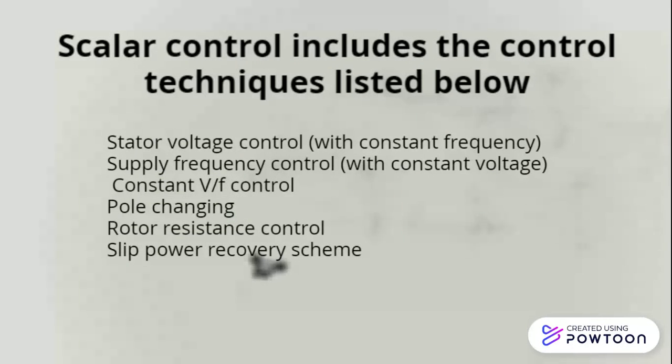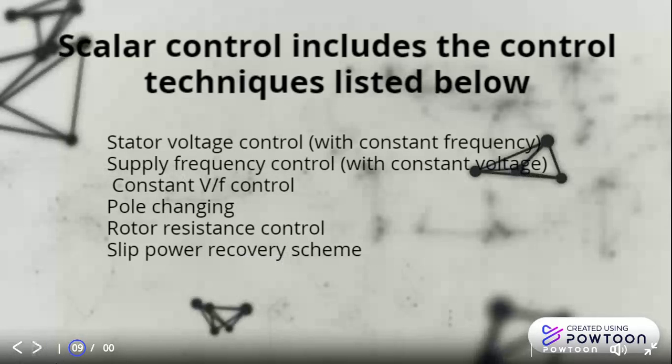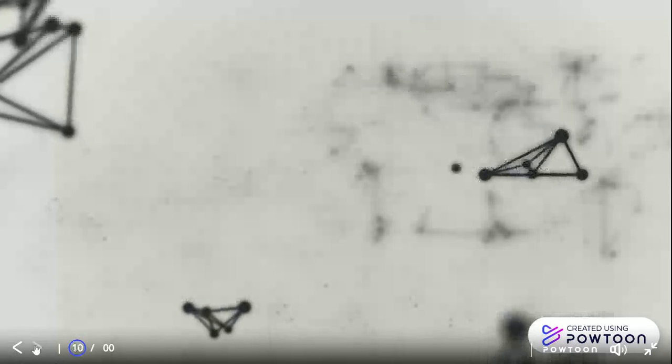Now, in this slide, we are going to broadly see what are the ways and techniques used in scalar control method. The main techniques used in scalar control method are stator voltage control with constant frequency, supply frequency control with constant voltage, frequency control, pole changing, rotor resistance control, slip power recovery scheme. These are some of the techniques in scalar control method. In this PPT, we are going to see stator voltage control with constant frequency in a broad way.